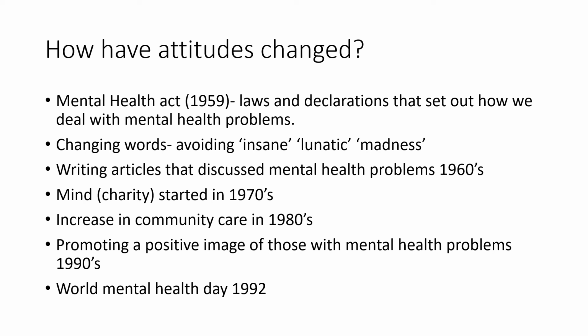So back in 1959, the Mental Health Act was a really important piece of legislation that was brought about by the government. And what it did is it set out clear guidelines about how to deal with people with mental health problems. And it was a massive change in how society viewed mental health conditions. So when the piece of legislation was printed, it didn't use words that had previously been common, like insane or lunatic or madness. So it was trying to move away from those stigmas.